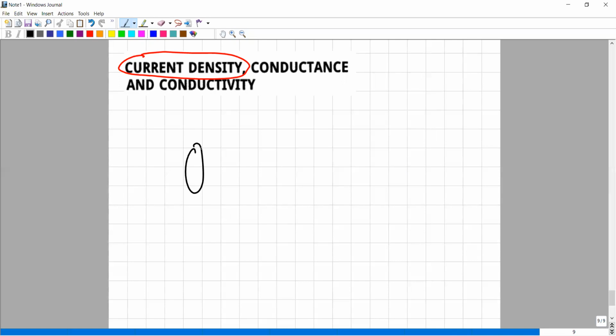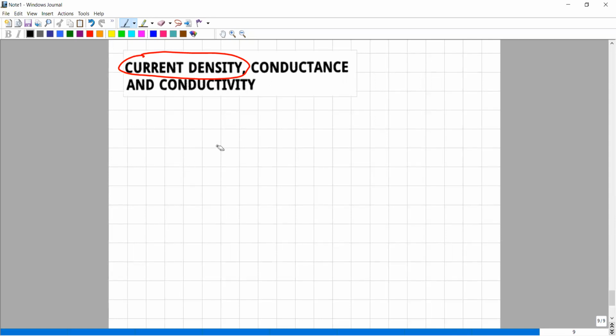Now to understand current density, there are two concepts you have to understand first. You have to understand that if this is the area, then you have an area vector, isn't it? The concept of area vector is already known to you. You have done this in the previous chapters.